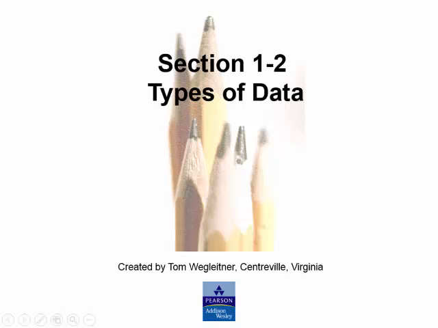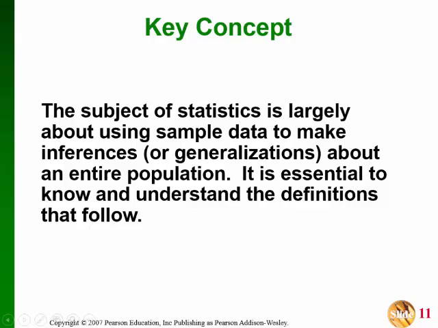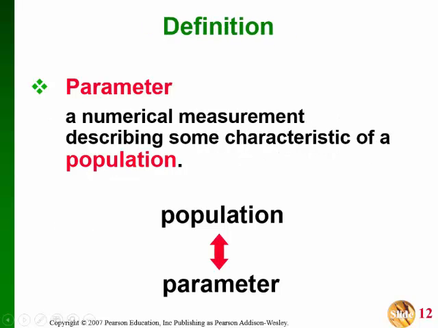All right, types of data. So some of those questions that we were trying to answer, remember the number of beats in the song or something like that, or the temperature. So it's important for us to collect data. So we're going to focus on data. These are the things that we're going to collect. So data, parameter. A parameter is a numerical measurement describing some characteristic of a population. So when you hear the word parameter, you should automatically associate that with population.